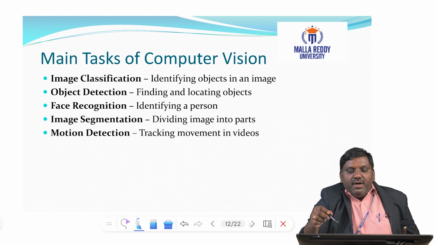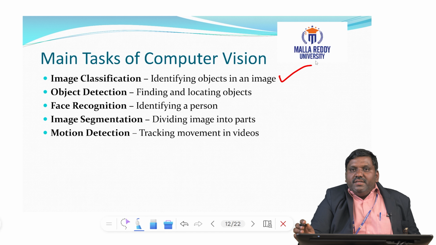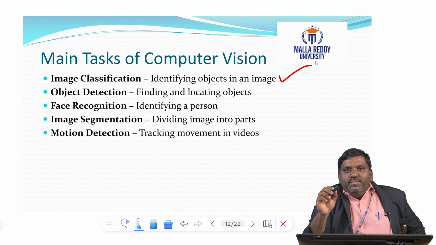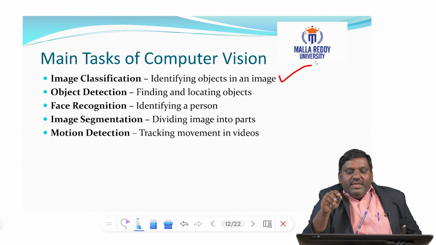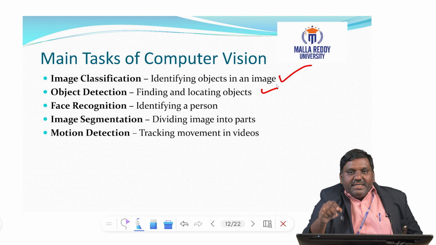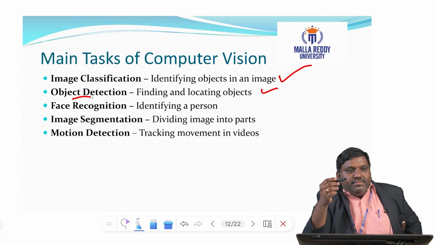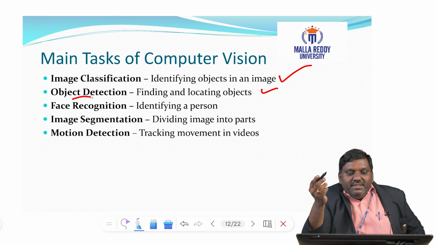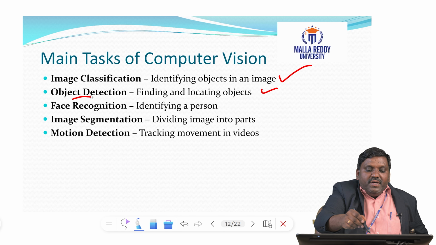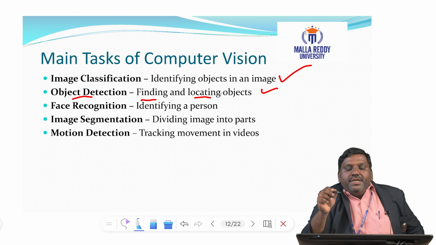The main tasks of a computer vision system are, first, image classification. Classification is the process of identifying the object in the image. For example, I input a particular image, and it tells what objects are present inside the image. That is known as image classification. The second one is object detection. Once the classification is completed, we segregate how many objects are there in the image. The simple task is finding and locating the object.